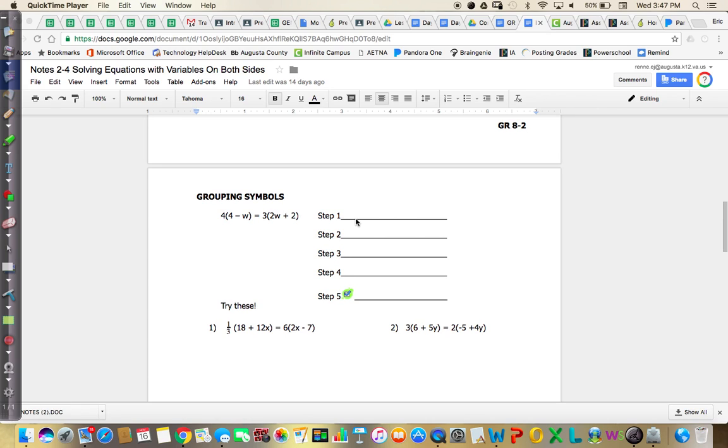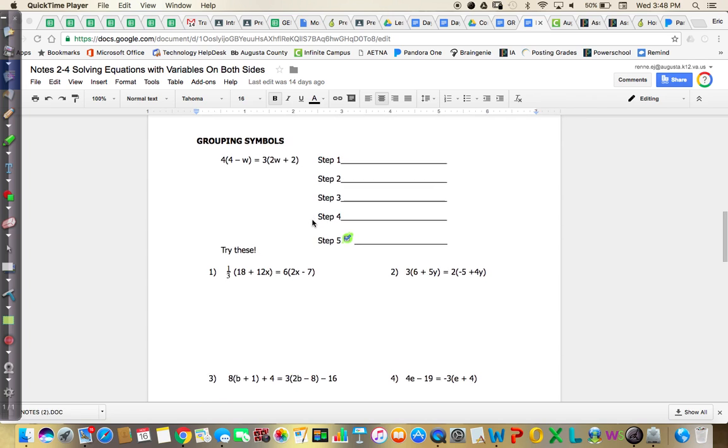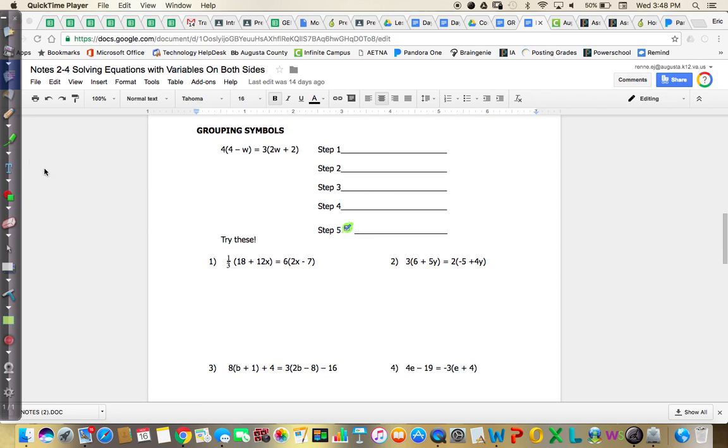Welcome to my notes on variables on both sides, and specifically today we're going to be looking at ones that contain grouping symbols. So be sure you are on grade 8-3 of your notes. Okay, so when we have problems like this with the number in front of parentheses, we call those grouping symbols or parentheses, and the first step we're going to want to do is distribute.